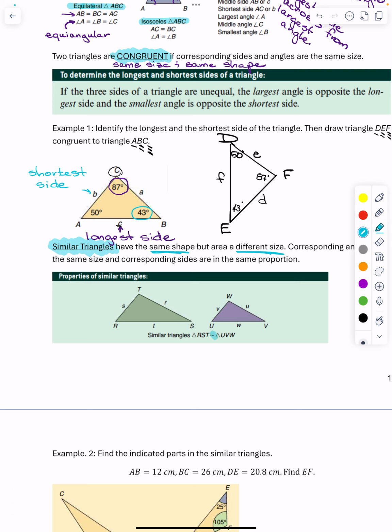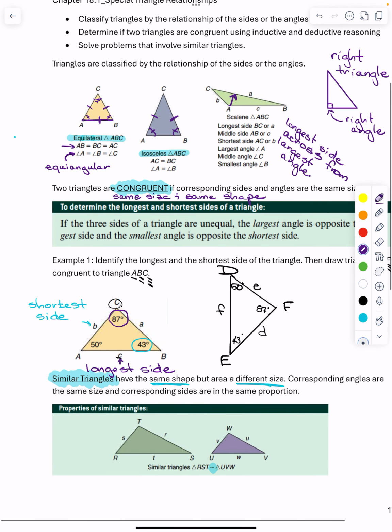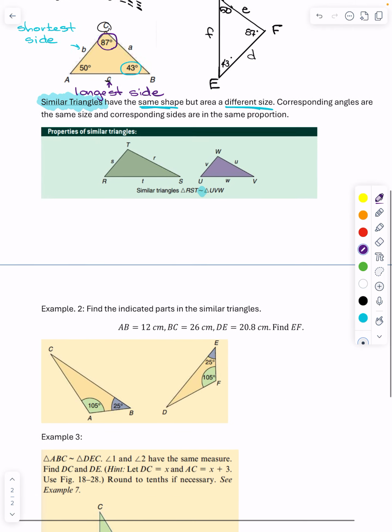Here is the symbol for similar. Realized I forgot the symbol for congruent. Congruent means same shape, same size. So we got the equal sign with the squiggle over it. Okay, so there is the difference between those two.